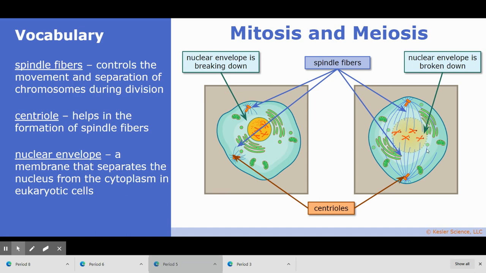And in order to do all that, the nuclear envelope has to go away. That nuclear membrane has to break down so that there's room to move all these chromosomes around.